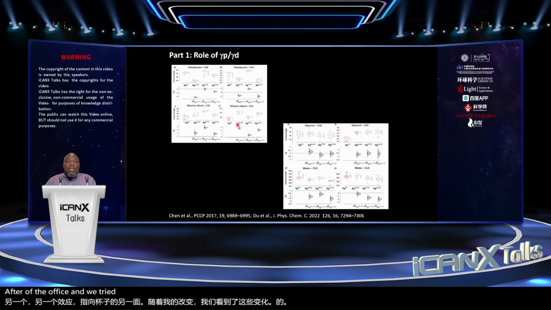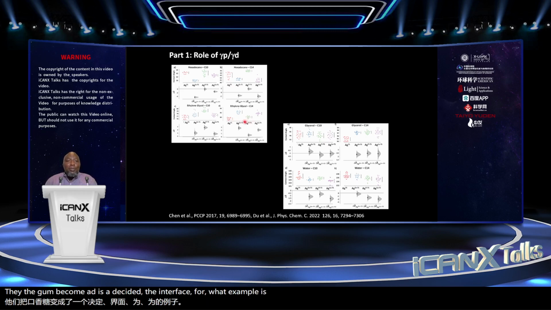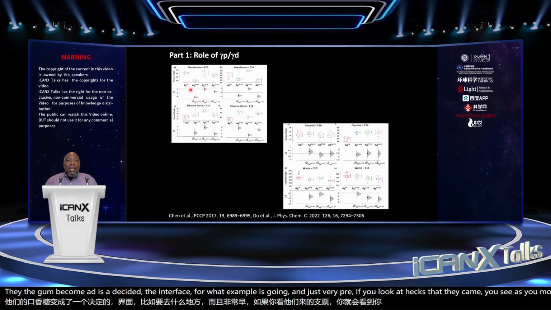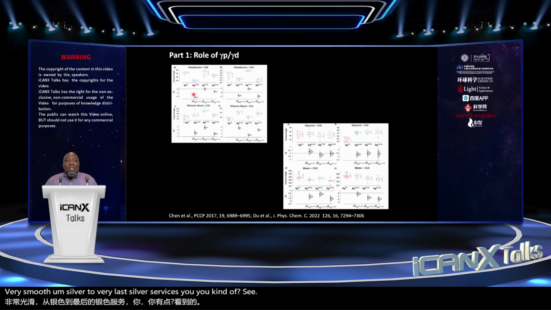And we tried to use statistics. I'm not going to bog you down with all the numbers. We started using unpaired mean differences to try and reveal what is playing a bigger role. Is it the gamma P, gamma D? Is it the interface? Or what exactly is going on? Just very briefly, if you look at hexadecane, as you move from very smooth silver to very rough silver surfaces, you don't see a very clear linear behavior. But there is almost like a turning point when you come to the silver titanium.